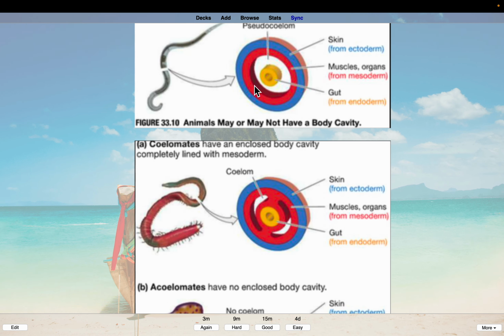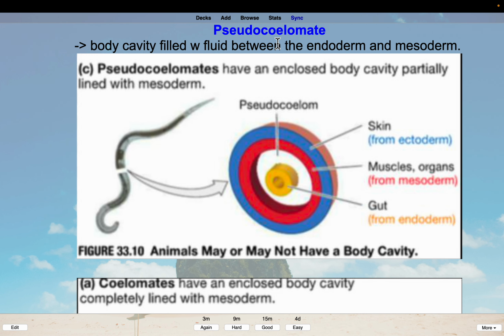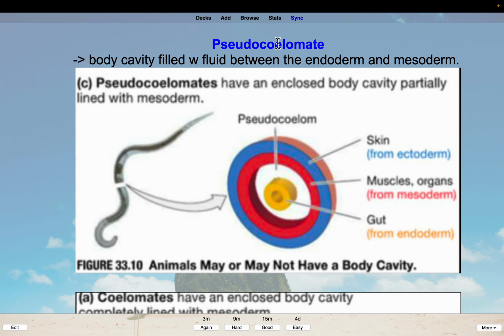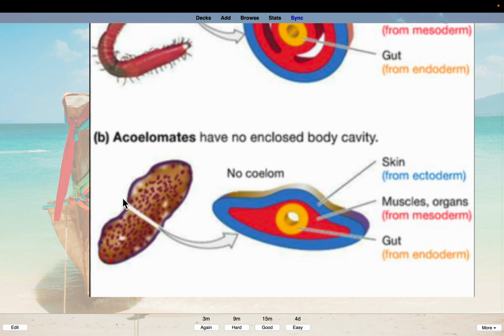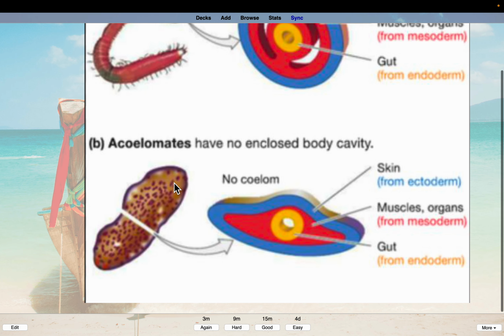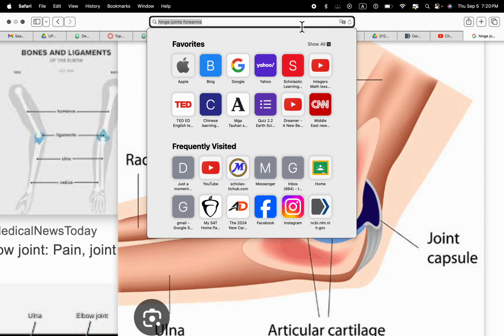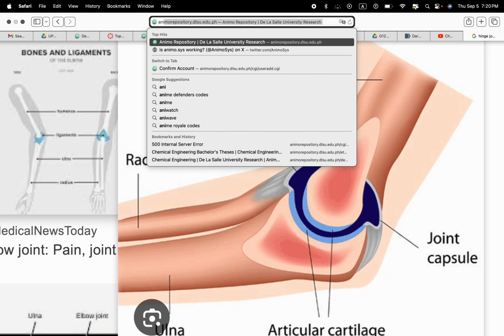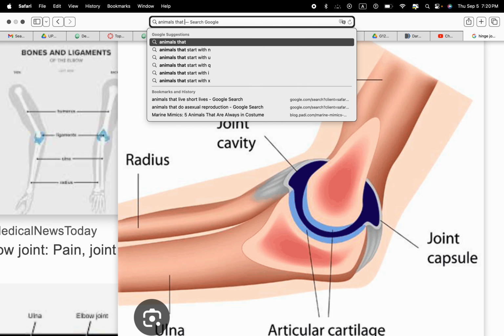So what kinds of animals have this kind of body cavity? I'm not sure what this is. It's familiar. You know what? Let's just search that. See animals that have.